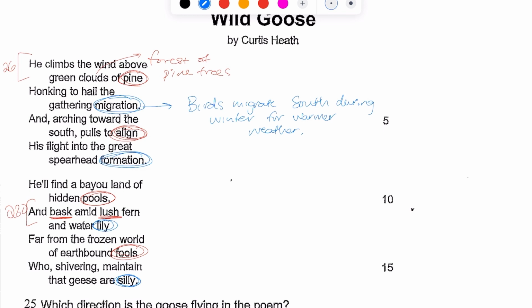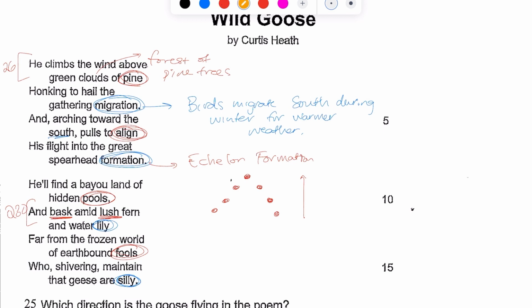So what this bird is doing is, this goose is arching towards the south, over here, and then it's going to align the flight into a great spearhead formation. So the spearhead formation is also known as this echelon formation. So you often see something that looks like this. We have the first bird, and they form this arrow, and they're flying this way. So that's a spearhead formation that we're talking about.